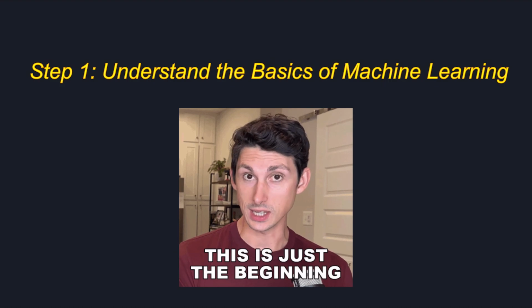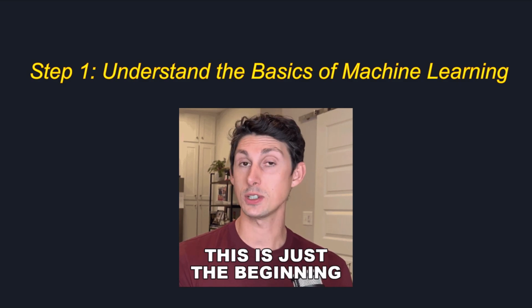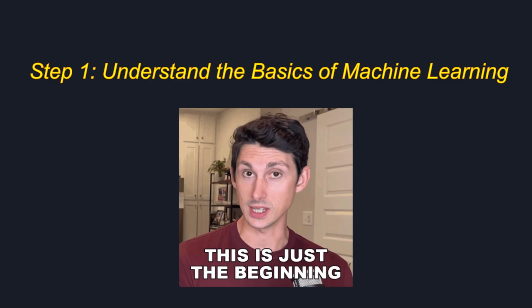To start with generative AI, you need to understand machine learning. This involves teaching computers to learn from data and make predictions. The main types of machine learning are supervised learning, where the computer learns from labeled data, unsupervised learning, where it identifies patterns on its own, and reinforcement learning, where it learns from feedback and rewards.